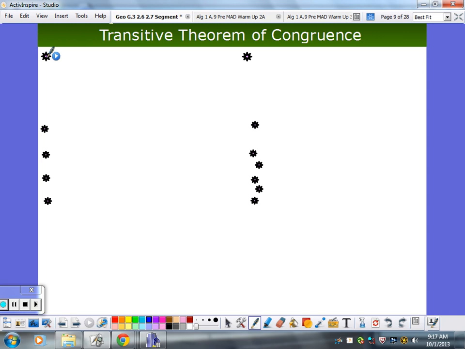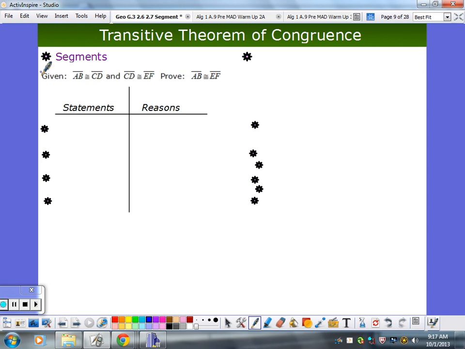Transitivity. So let's look at the segments. AB is congruent to CD, CD congruent to EF. I want to prove that those two things are congruent. So I'm going to start with my givens. What do you think we should do next? I've got congruence. Yeah, what do I do? Because? Right. So I'm saying because they're congruent, their measures are equal.